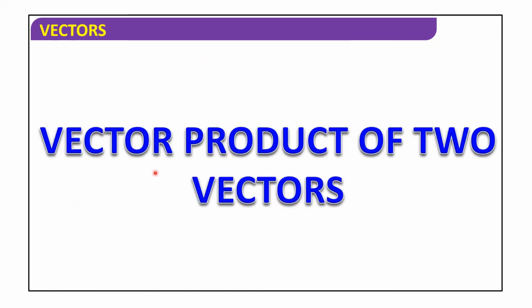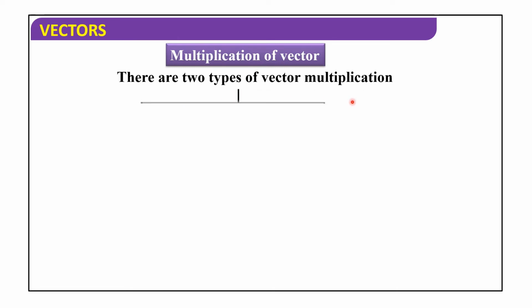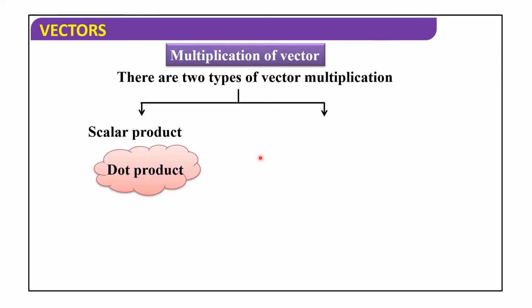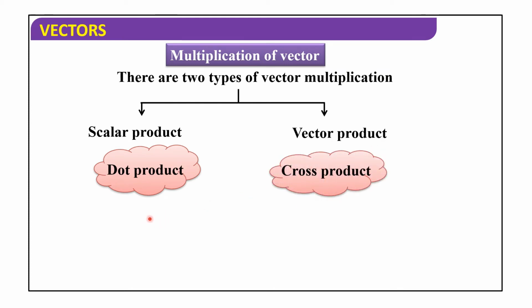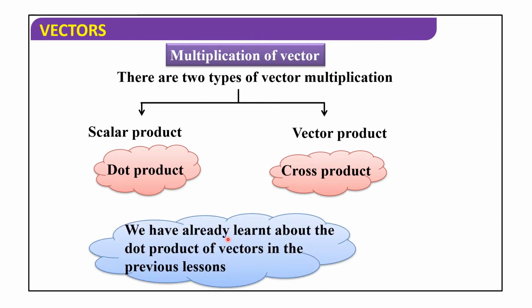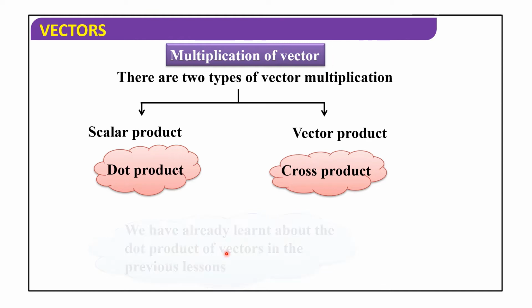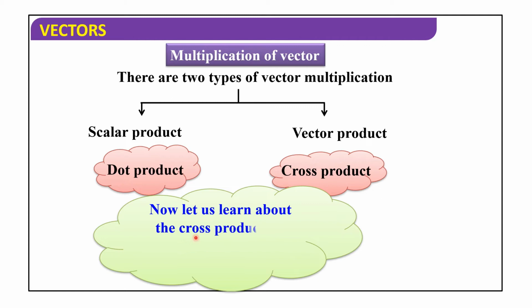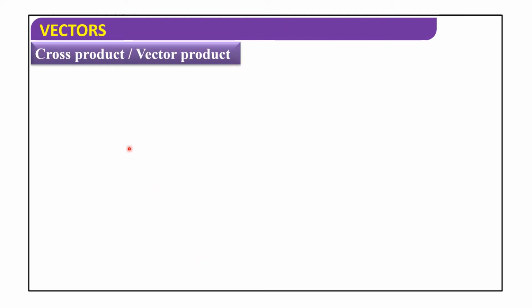Now I'll discuss vector product of two vectors. Multiplication of vectors: there are two types of vector multiplication. One is scalar product, the dot product, and the other is vector product, or cross product. We have already learnt about the dot product of vectors in the previous lessons. Now I'll discuss the cross product or vector product of two vectors.